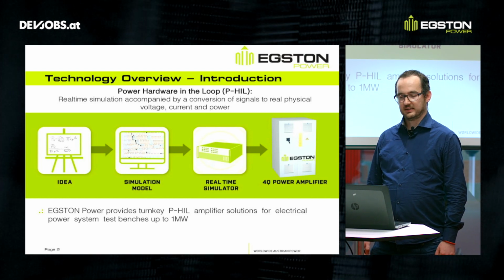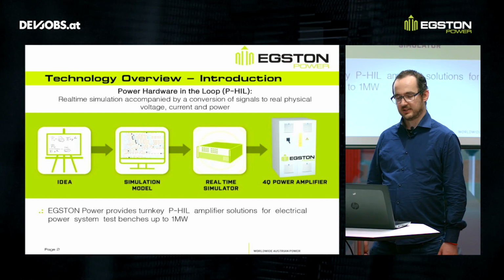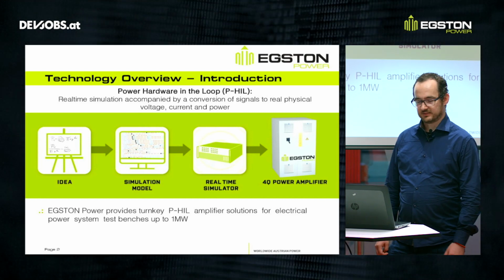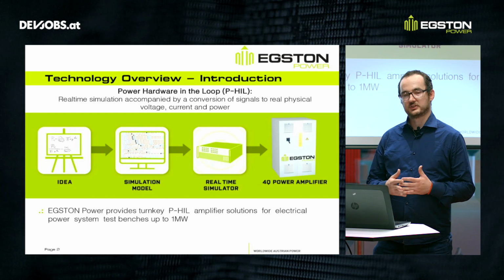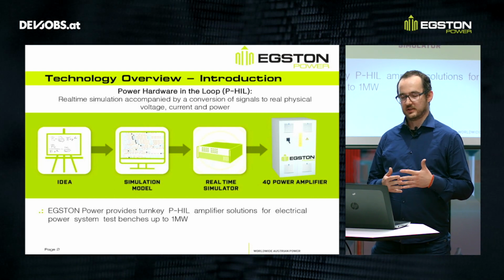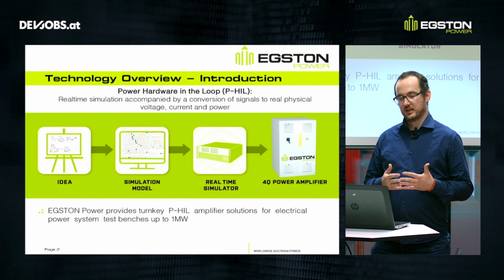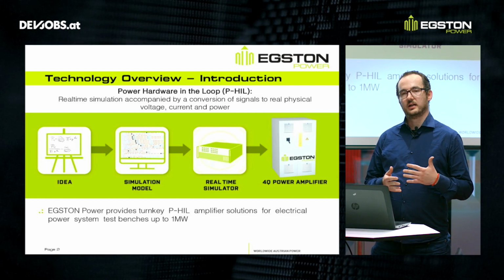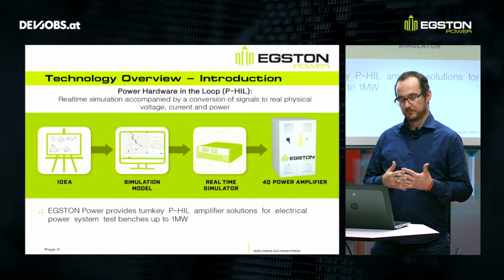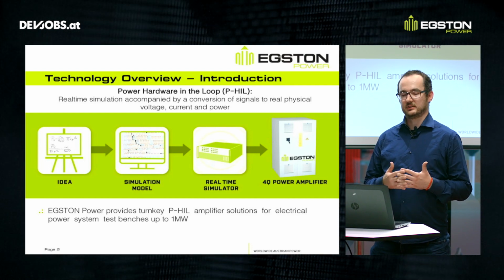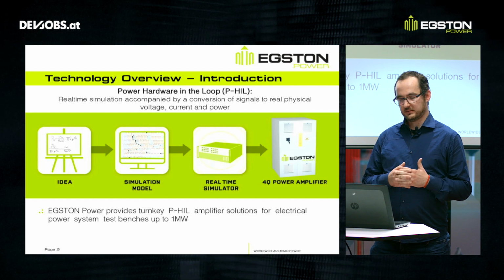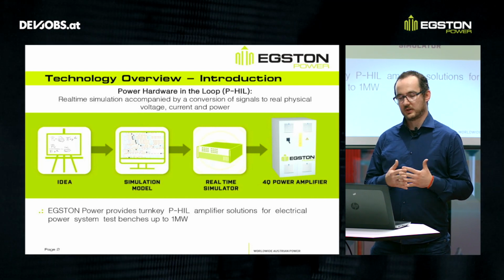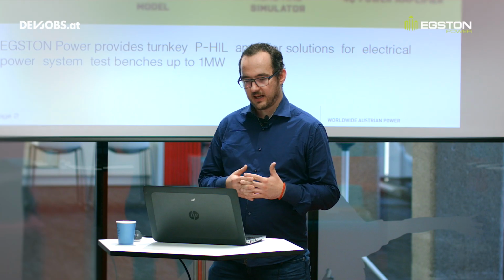More or less, one of the first things to understand about the company and the solution that it provides is that EGSTON Power offers turnkey solutions in the power hardware in the loop market, and not only that, but also various solutions for test systems for big power electronics devices which range all the way up to 1 megawatt.